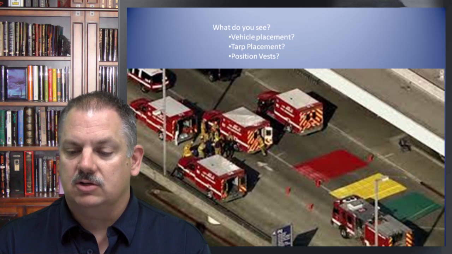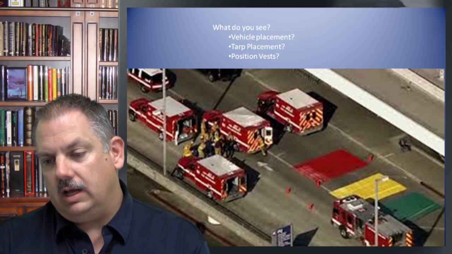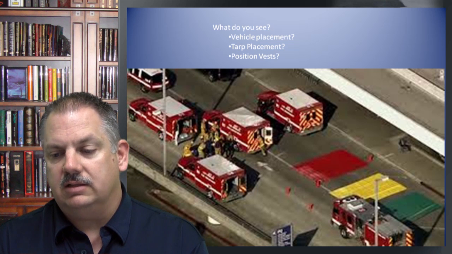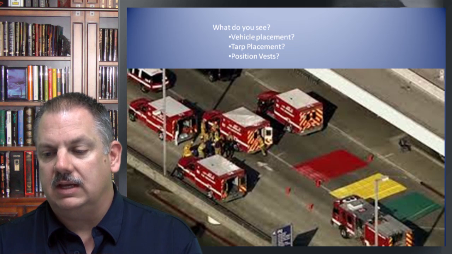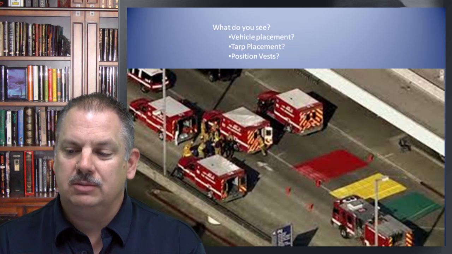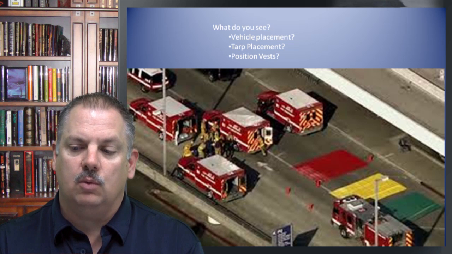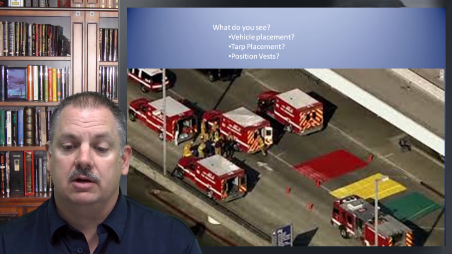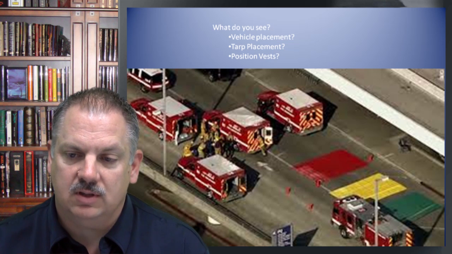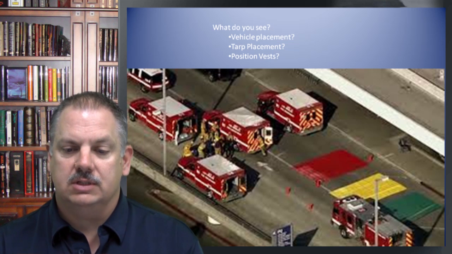The other thing is the tarp placement. The immediate and the delayed, the red and the yellow tarps, are in a good position there. However, the green or the minor treatment area should be farther away. You really don't want to have those people that have the minor injuries staring at the people that have definitely the more traumatic type of injuries.